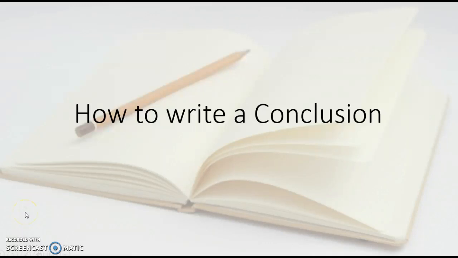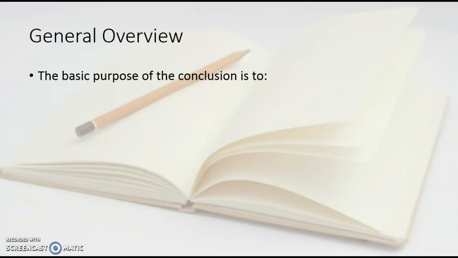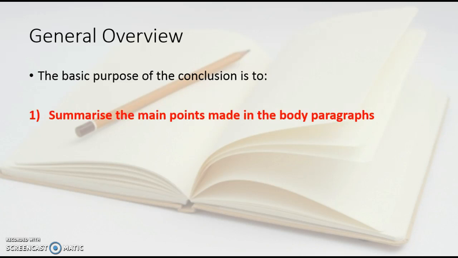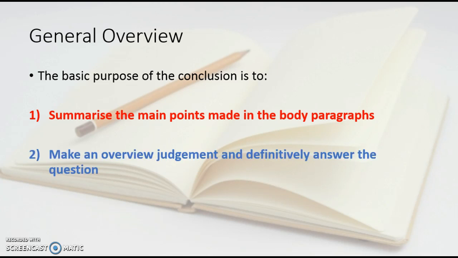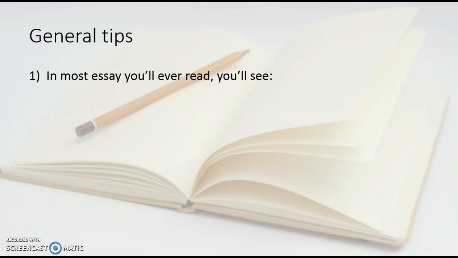In this screencast, we're going to talk about how to write a conclusion. Now, the basic purpose of the conclusion is to do two things. One is to summarize the main points made in the body paragraphs, and secondly, to make an overall judgment and answer the question. In most essays you ever read, you'll see that these two words are at the beginning of the conclusion. In conclusion, comma.